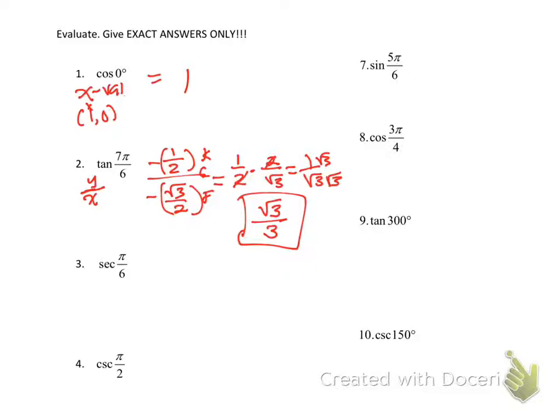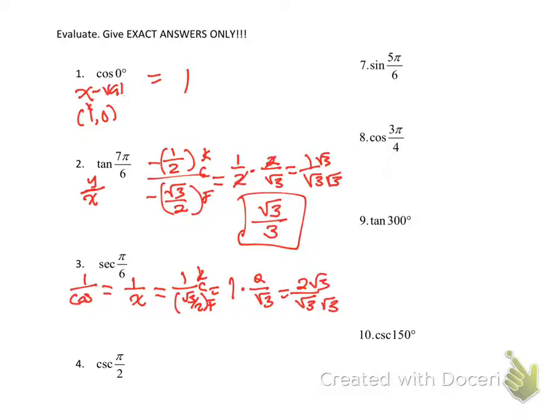Secant, remember, is 1 over cosine, right? And cosine is x. So this is really 1 over x. So go to your unit circle, go to pi over 6. You see that pi over 6 is root 3 over 2, right? So now you have 1, you keep, change, flip. 1 times 2 over root 3. So 2 over root 3, rationalize, so multiply top and bottom by root 3, and then you're done.